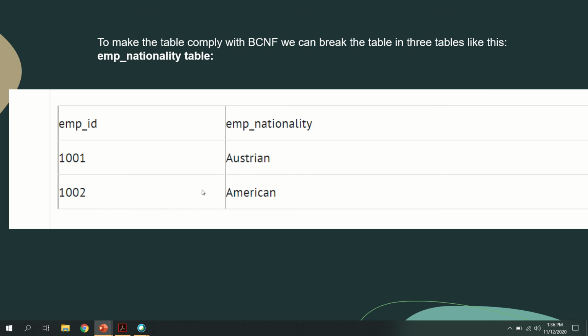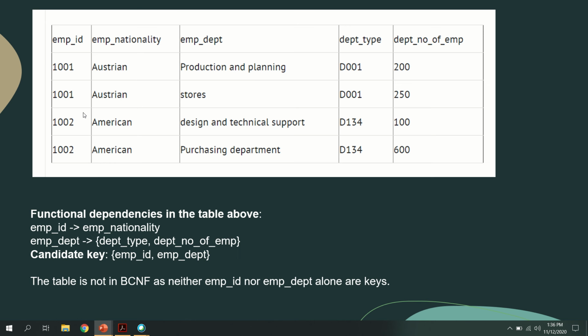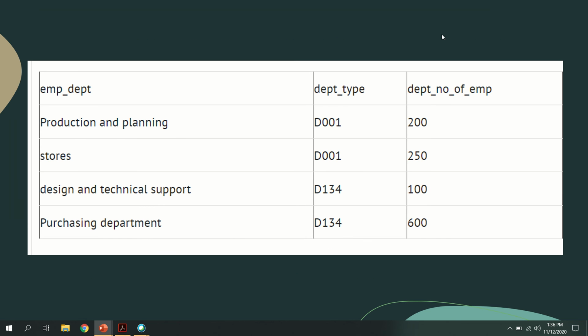So we will make a new table in which employee ID and employee nationality together make a table. Then to the other table, we will add the other fields of this table, that is, the first one and the second one we removed from this table. Then the other three attributes are taken as another table, that is employee ID, and the attributes which depend on this employee department: department type and department number of employees.